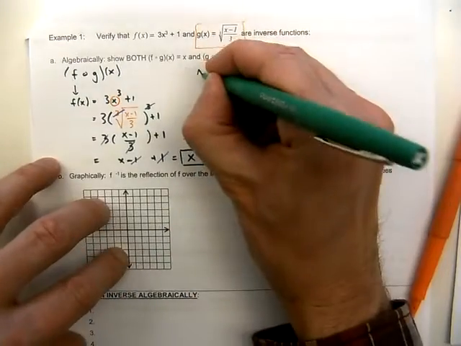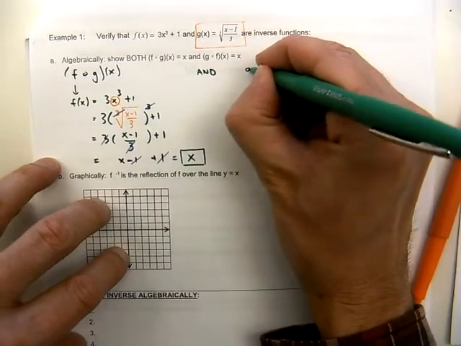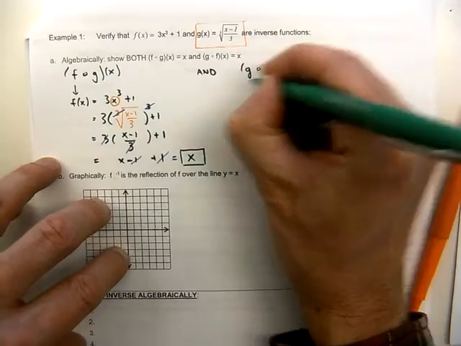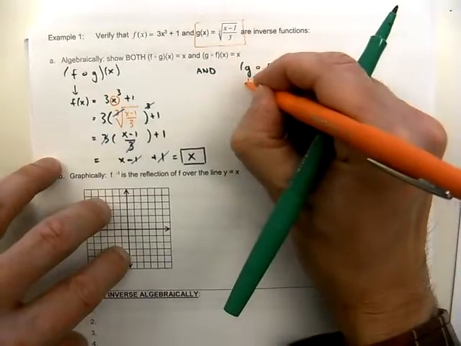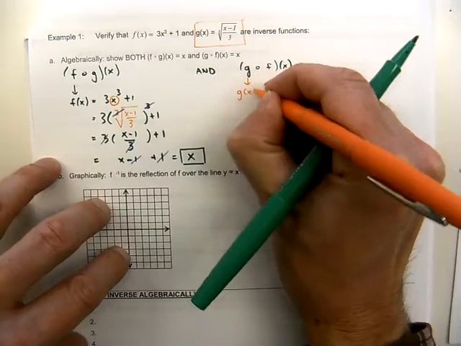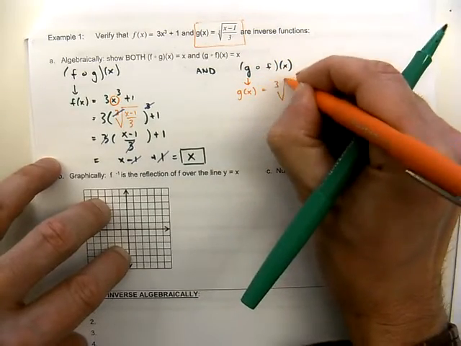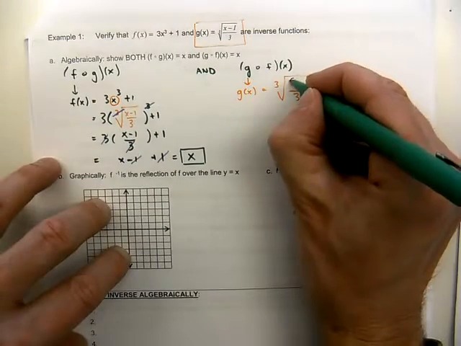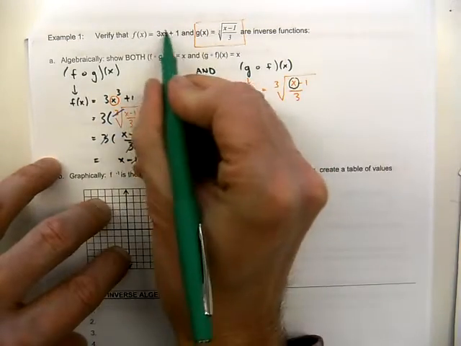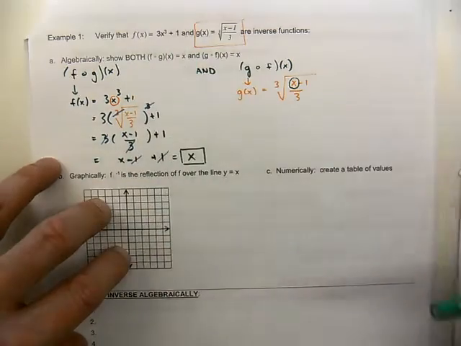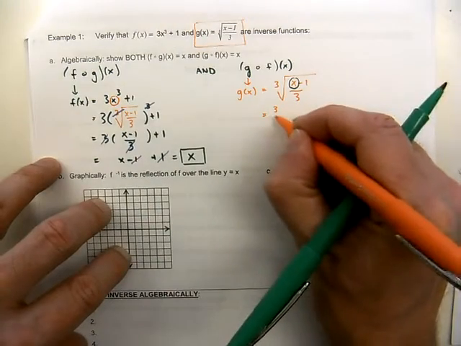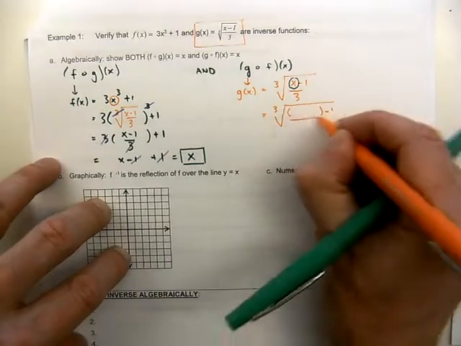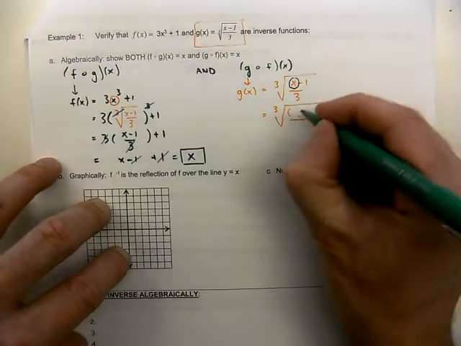Now we have to do it both ways. So now here's the composition of G with F. All right, so this is my other color. This is my G of x, which is the cubed root of x minus 1 over 3. And so right here in place of x, we're going to do the substitution of the other function, 3x cubed plus 1. So I'm just using parentheses there to show where it's going to be dropped in.